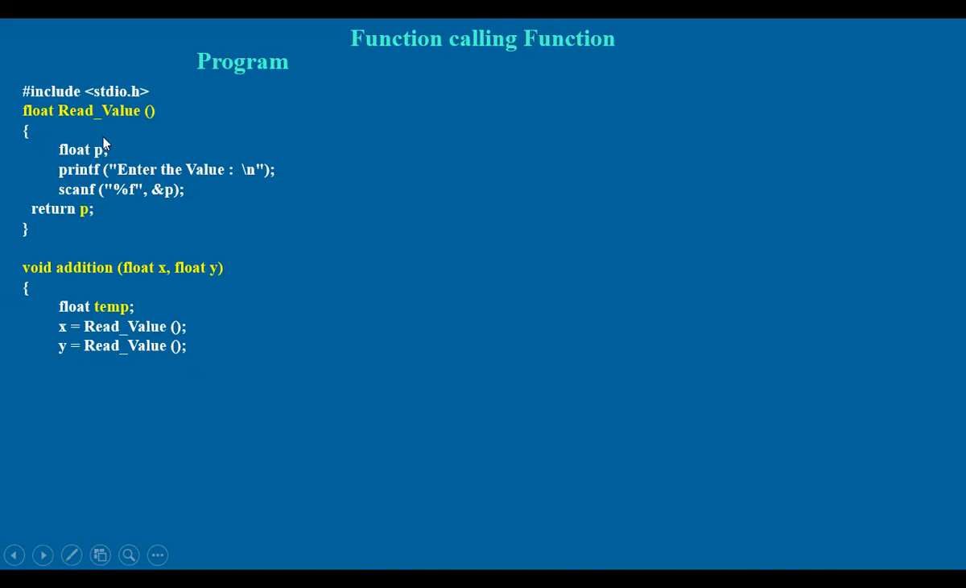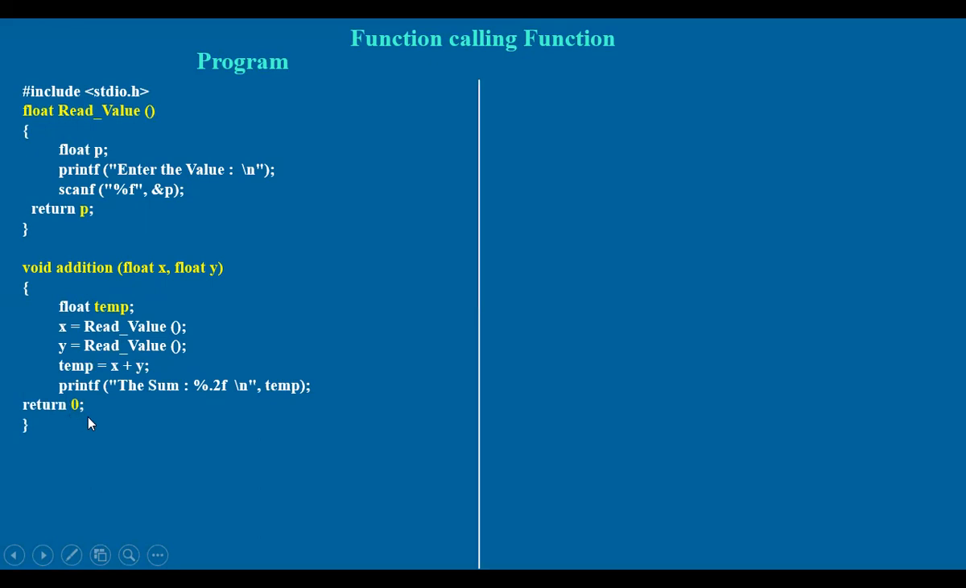So this function is being called many times inside another function called addition. So this is function calling function. Now, after getting these two values, x and y, we add them and put the result in temp. And we display the temp value as the sum of these values. The sum is equal to this temp, the addition of these two values.